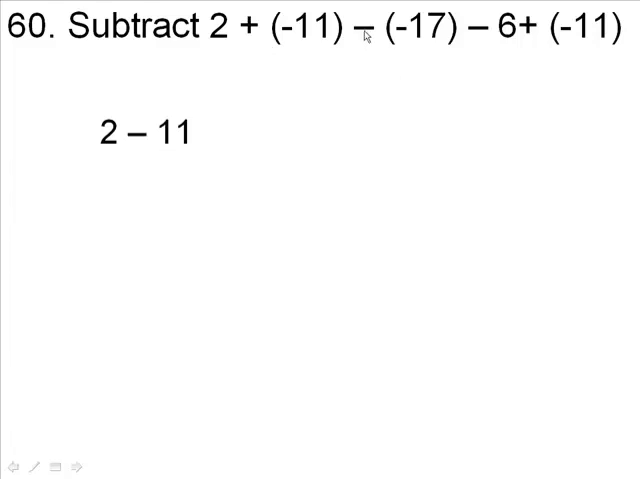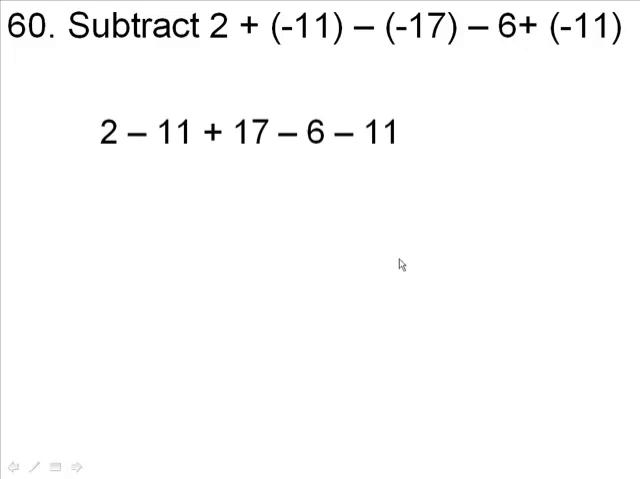Now, this one, according to number 59, if we write this as the opposite of the negative, the opposite of the negative is going to be what? A plus. And then this one doesn't change. This just stays minus 6. And this one doesn't change. This just says add a negative 11.